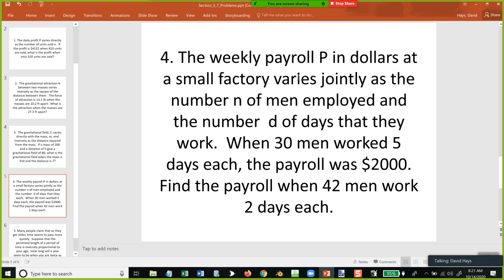Weekly payroll P in dollars, a small factory varies jointly as the number N of men employed, number D of days that they work. When 30 men worked 5 days each, their payroll was $2,000. Find payroll when 42 men worked 2 days each.